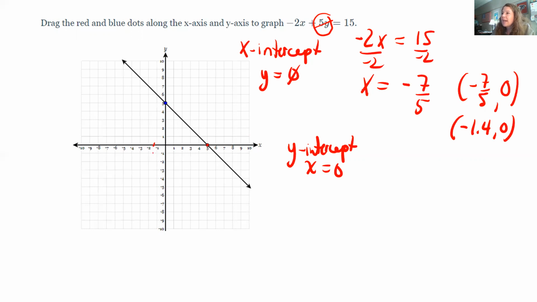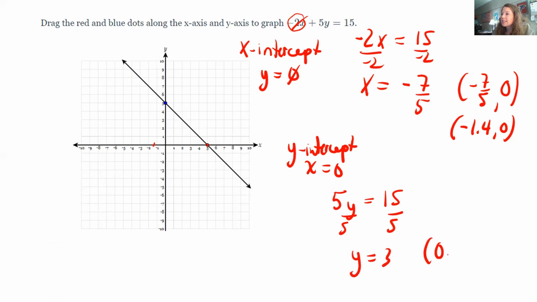And then for the y-intercept, we make x 0. So 2 times 0 is 0, that goes away, and we only have 5y equals 15. When we divide both sides by 5, we find out our y-intercept is 3. So when x is 0, y is 3. We're going to bring this dot down, click and drag it right there, and it'll make that line for you. It's a positive slope, which is correct. And that's how you do that section.